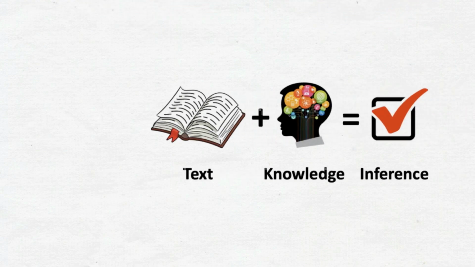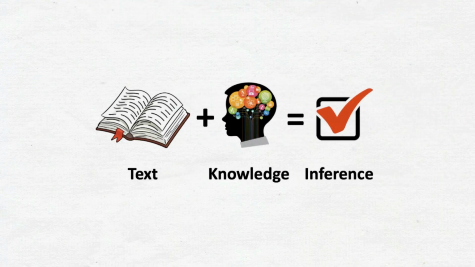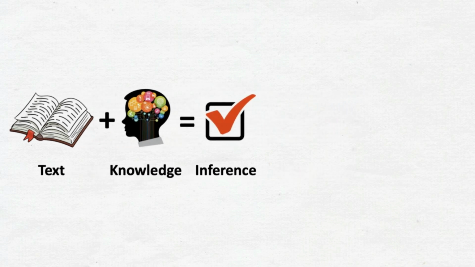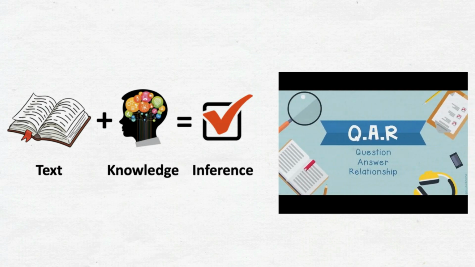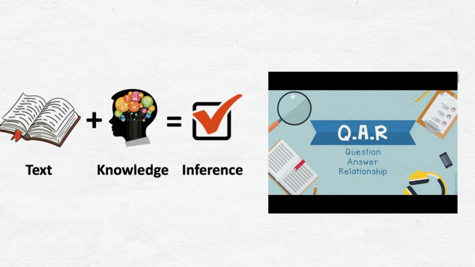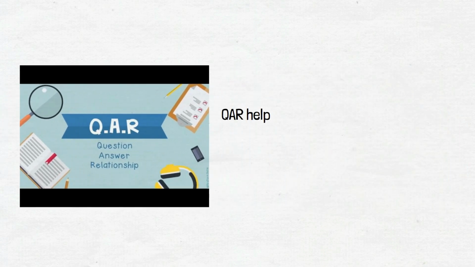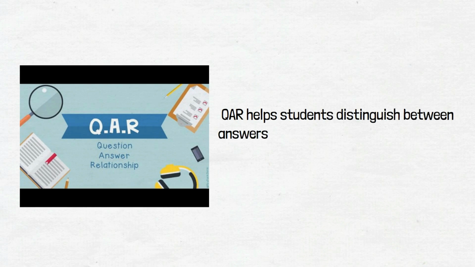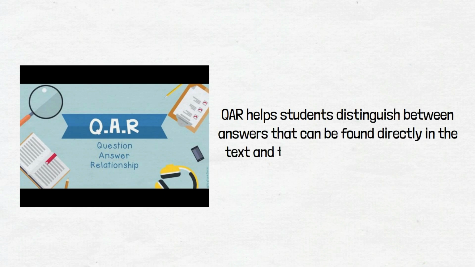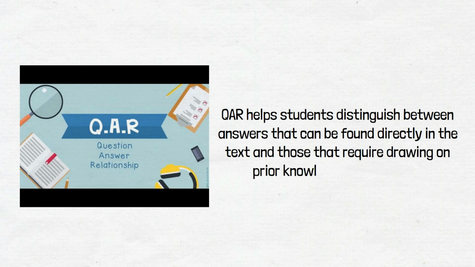Making inferences is another vital component of comprehension, and some students require additional support to develop this skill. The question-answer relationships (QAR) strategy is particularly effective in guiding students who struggle with inference making. QAR helps students distinguish between answers that can be found directly in the text and those that require drawing on prior knowledge or reasoning. This process equips students with the tools to bridge gaps between explicit and implicit information, fostering deeper engagement with the text.